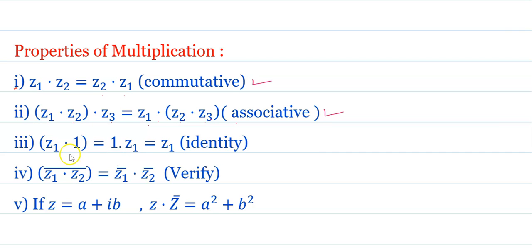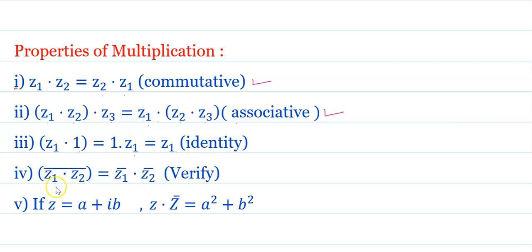What is the identity element? Multiplicative identity. This is called the multiplicative identity. 0 was the additive identity: adding 0 to that complex number made no difference. Similarly, this 1 is called the multiplicative identity. Z1 into 1, 1 into Z1, and that is equal to Z1.